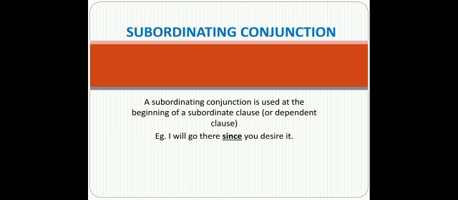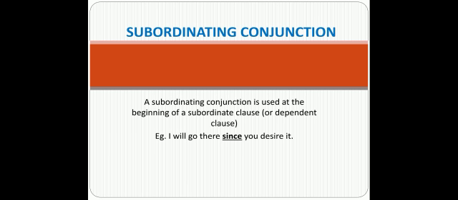A clause is actually a group of words which has a subject and a verb, and basically there are two types: independent clause or main clause that can stand alone, and a dependent or subordinate clause which is dependent on the main clause. Let us understand this with the help of an example sentence.